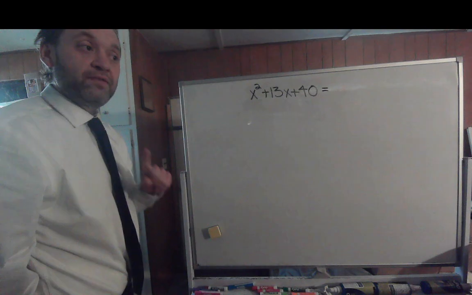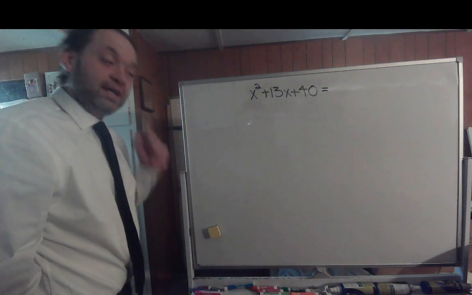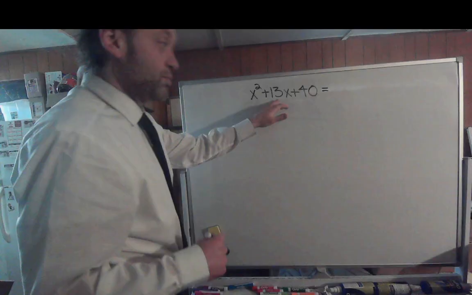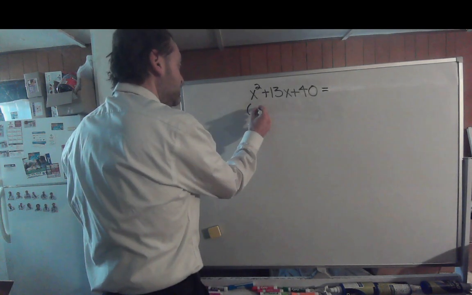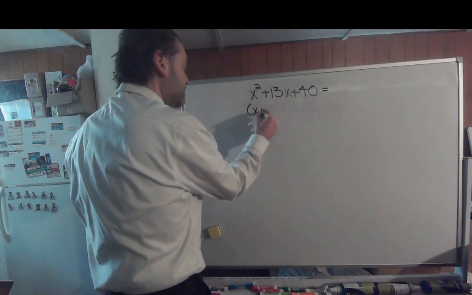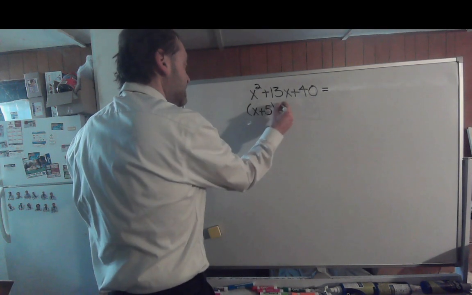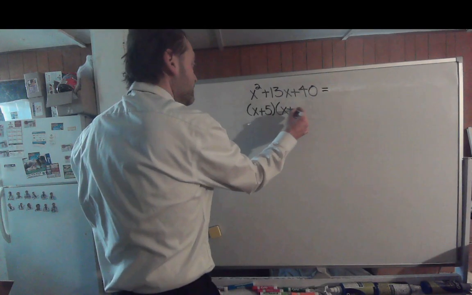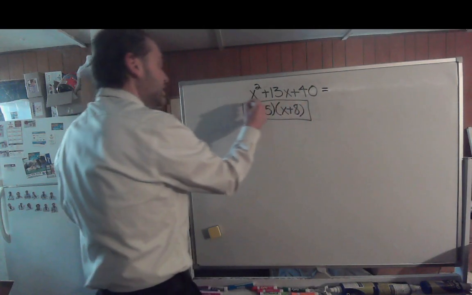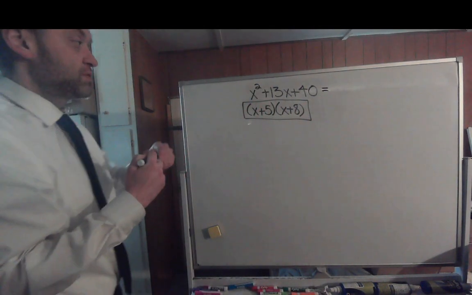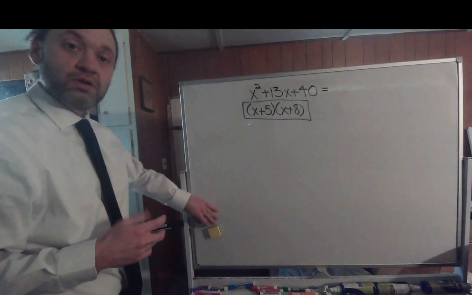But what about 5 and 8? Yes, 5 and 8, if you add them together, would give you a middle coefficient of 13. So you're literally going to take x plus the one factor of 5 times x plus the other factor of 8. It would reduce down to that in your factored form. x plus 5 times the quantity of x plus 8.